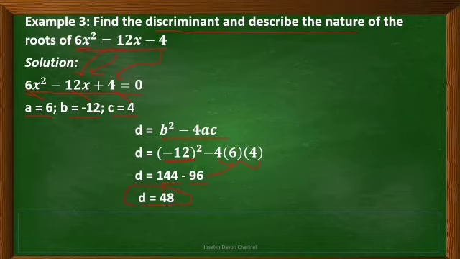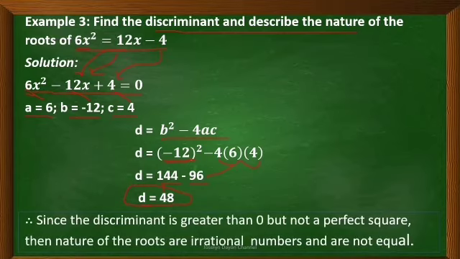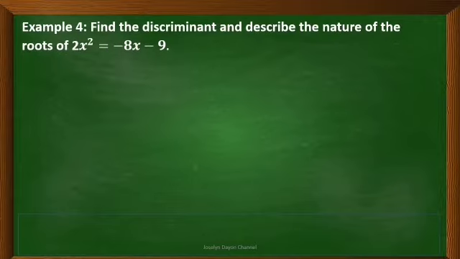Our discriminant is greater than 0 but not a perfect square. So therefore, the nature of the roots are irrational numbers and are not equal. Now let's have the fourth example. Find the discriminant and describe the nature of the roots of 2x squared equals negative 8x minus 9.